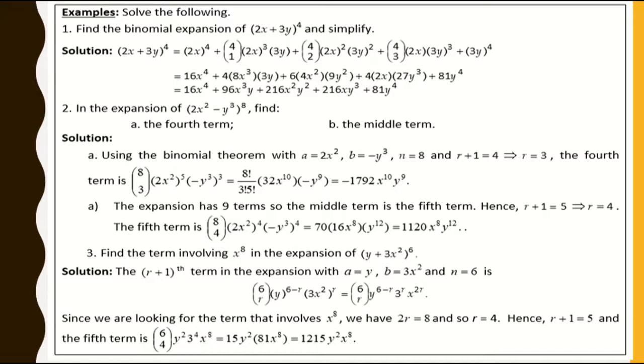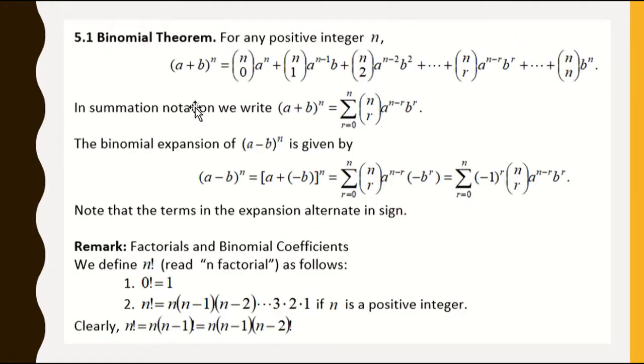Okay, now let us use our binomial theorem in solving the following examples. Number 1, find the binomial expansion of (2x plus 3y) to the power of 4 and simplify. Okay, what are we going to expand? Using binomial expansion. Okay, we will use the binomial theorem. So this is our binomial theorem. We will use this formula.